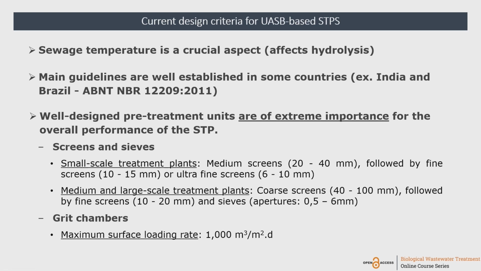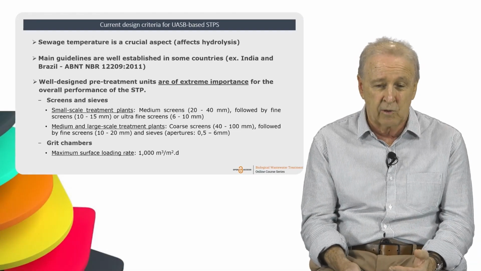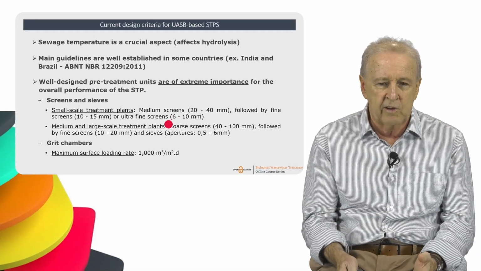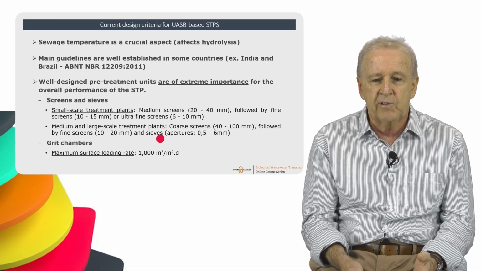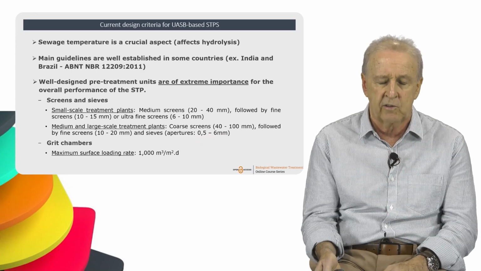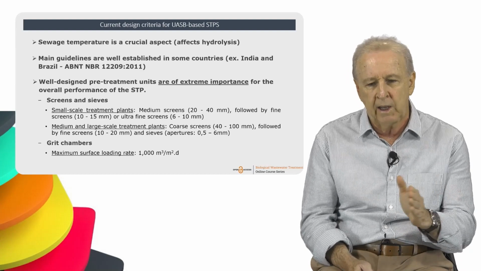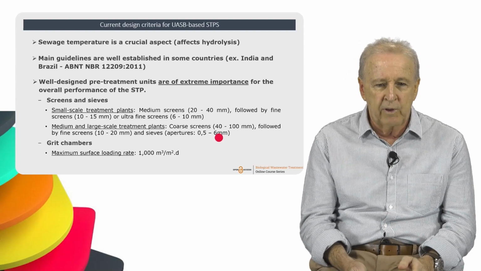And for medium-sized and for large-scale treatment plants, there are also some recommendations in the Brazilian guidelines in terms of coarse screens that should be followed by fine screens, and it is also compulsory now, since 2011, to have sieves, with apertures varying between 0.5 and 6 millimeters. Usually the more common apertures are between 3 and 4 millimeters.